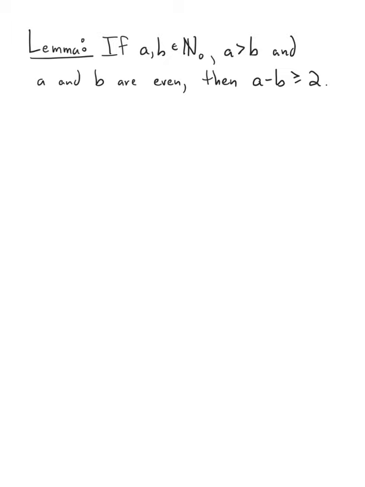It basically says if you have two numbers, a and b, such that a is the bigger number, and they're both even, then they differ by at least 2. That makes sense. The difference between these two even numbers is definitely going to be even, and it can't be 0 because a is greater than b, so it must be at least 2.